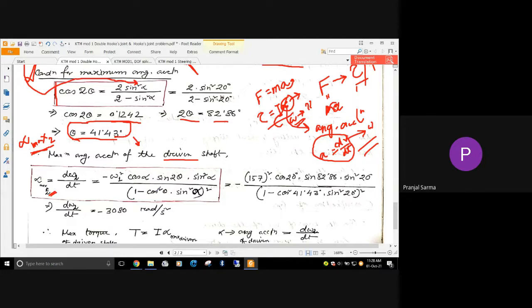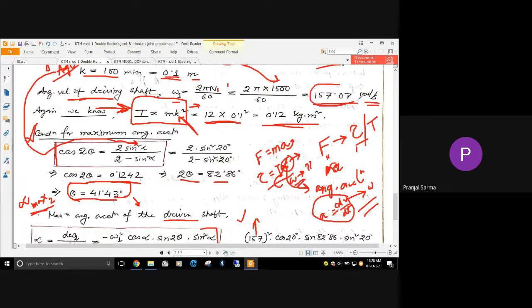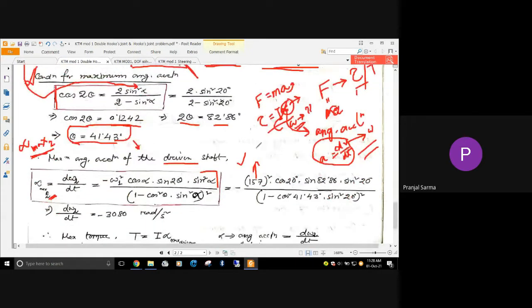Right now you might be wondering where this is coming from, but within this box, whatever is written, this expression can be utilized directly. Now this omega 1 we have already found to be 157. Next, alpha is the angle we are talking about, and this is the angular acceleration. They are not the same, so don't get confused.